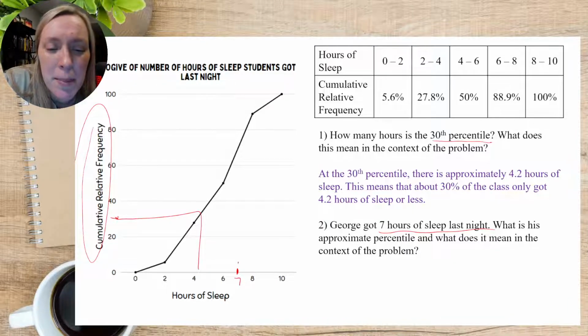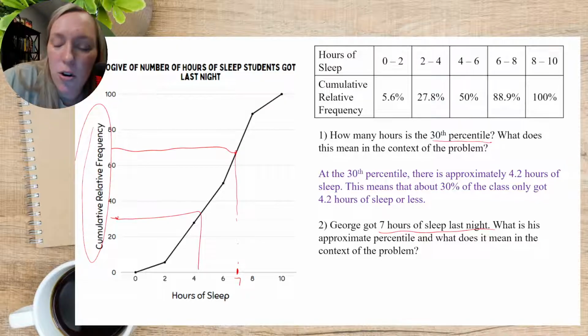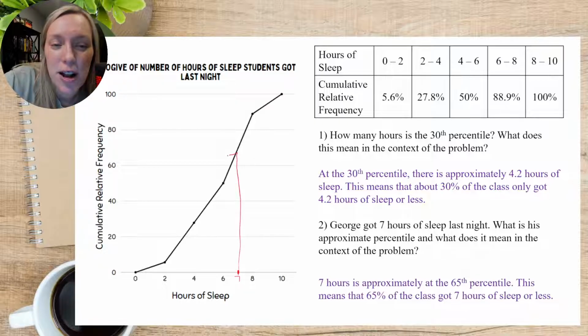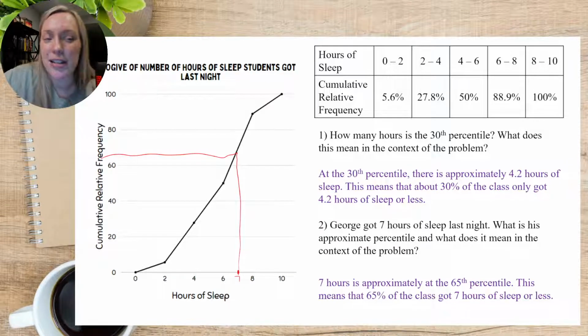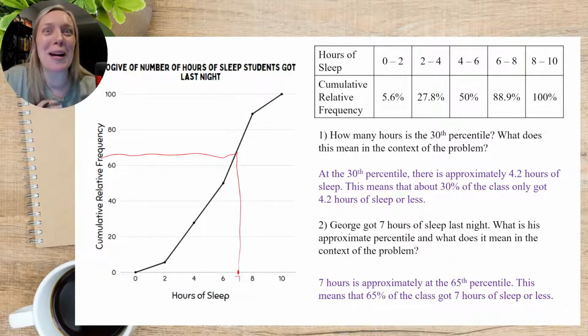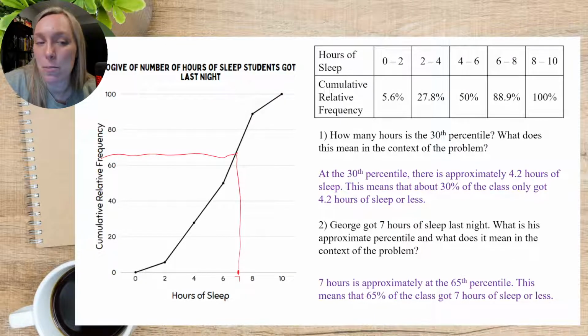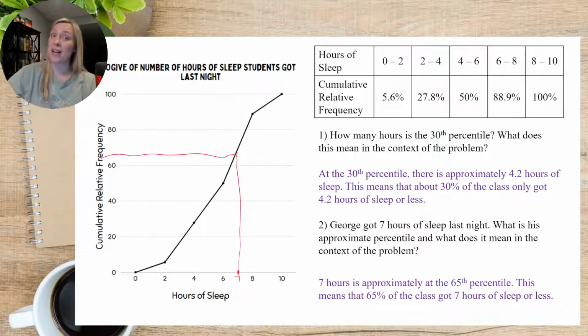And again, I'm going to do my best to draw up and draw over, approximately the 65th. If I can draw up and draw over, that's about 65 is what I approximated it at. 7 hours is approximately at the 65th percentile. This means that 65% of the class got 7 hours of sleep or less. And that's how we would interpret it in the context of the problem.